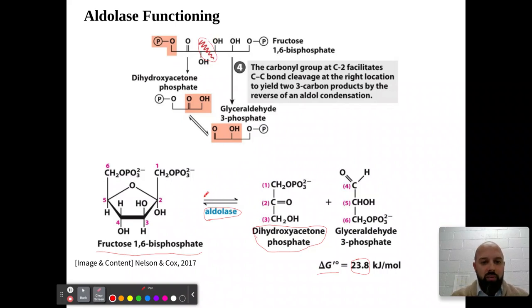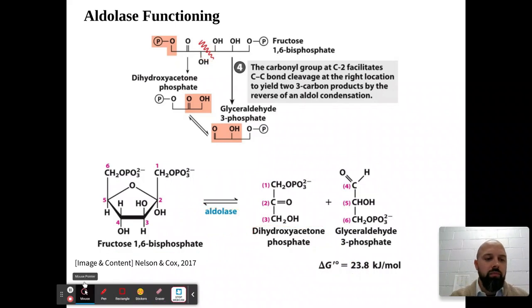Again, I want to point out this arrow goes in both directions. So if we're going in this direction, breaking that would be in glycolysis. And if we're going in the opposite direction, that would be gluconeogenesis, making potentially glucose in that reaction. So aldolase functions in both directions.